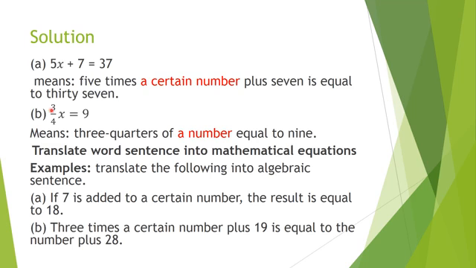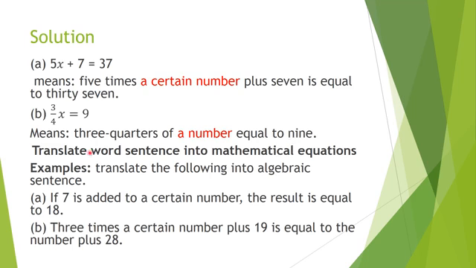If I want to translate this very one, it's saying 3/4 of a number. The quarter here is this 4. 3/4 of a number, and that number is this x, is equal to 9. That is it on translation from equation into words.